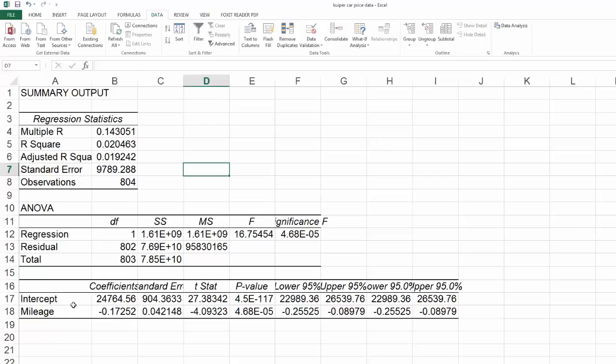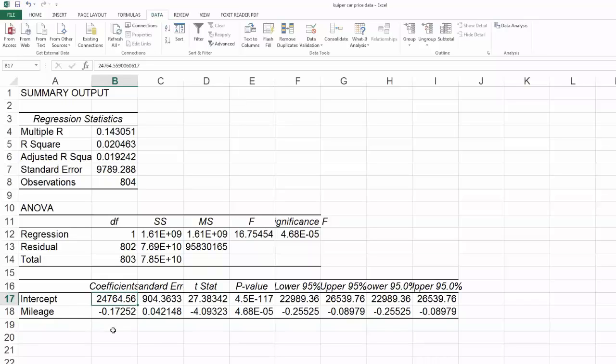But what else do I see? I have this coefficient here, or the intercept term. I have this mileage coefficient of negative 0.17. What do the coefficients mean then? Again, the intercept term tells me what is going to be the expected value of price in this case if all the other variables are 0. So if mileage is 0, if you had a used car in this data set that didn't have any miles at all, if the entry for the mileage variable was 0, then the expected price would be 24,764. So a car without any miles at all would have this expected price of 24,764.